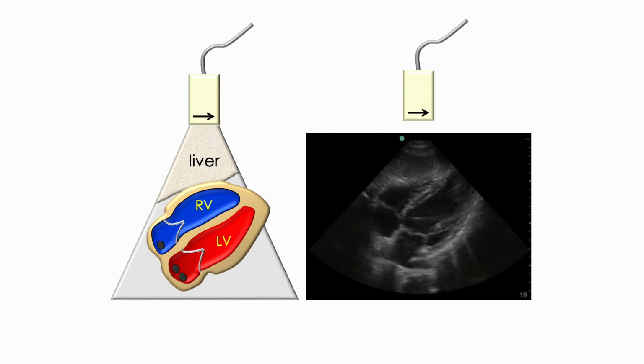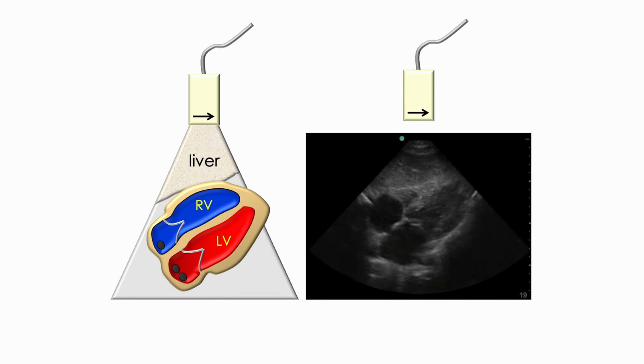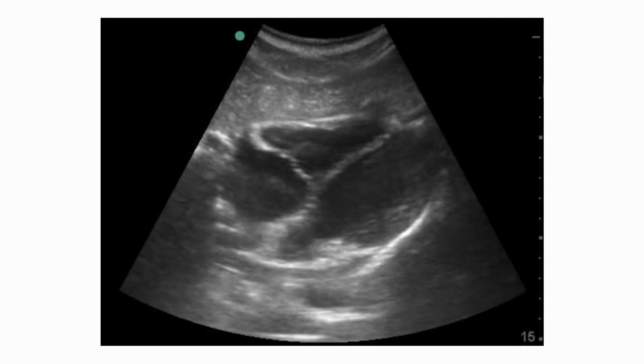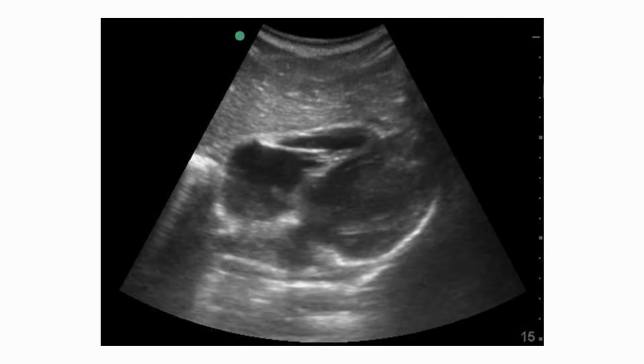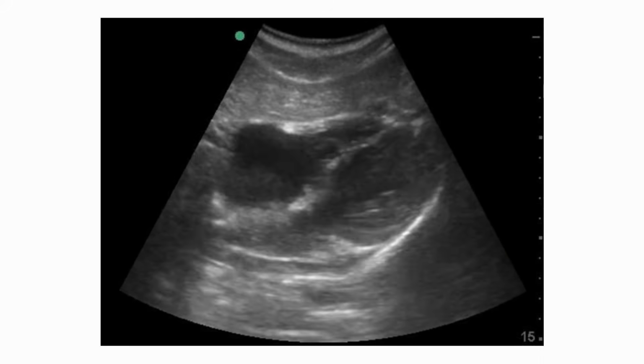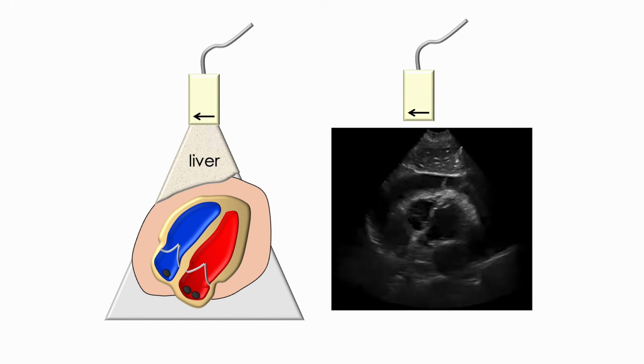Here's a video of a normal subcostal view of the heart. Here is another normal subcostal cardiac view. In contrast, we now see circumferential pericardial fluid with right-sided collapse of the heart in this view. This is a concerning finding. The scan shows cardiac tamponade.